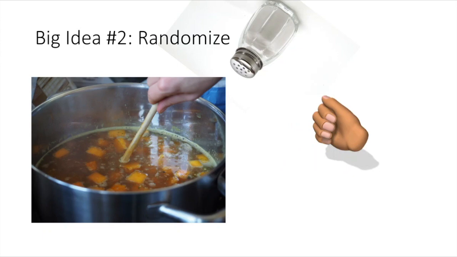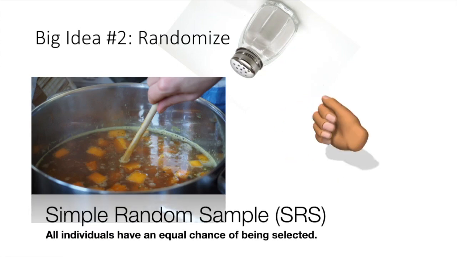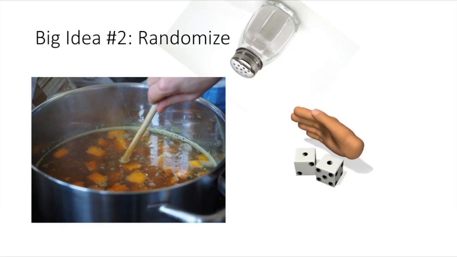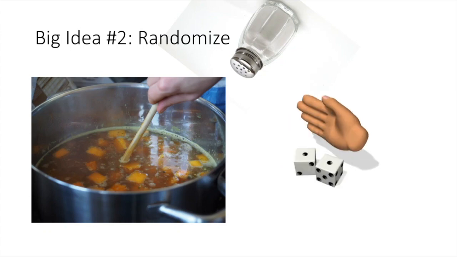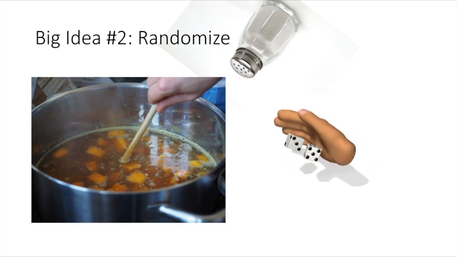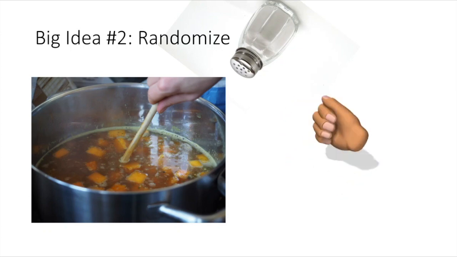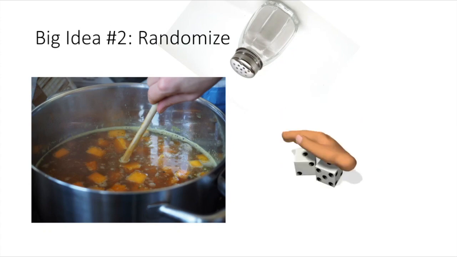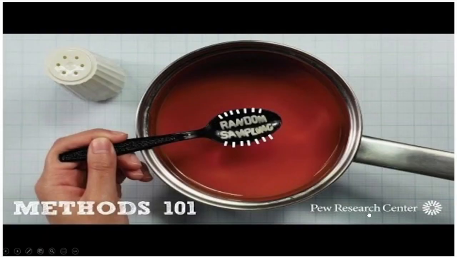Now, there are many different ways that we can randomize. The simplest way is called a simple random sample. We use dice, or we use a random number table, or we use a computer. We number the individuals, and then we select them based on what our randomizing device told us to select. Now let's watch this short video.